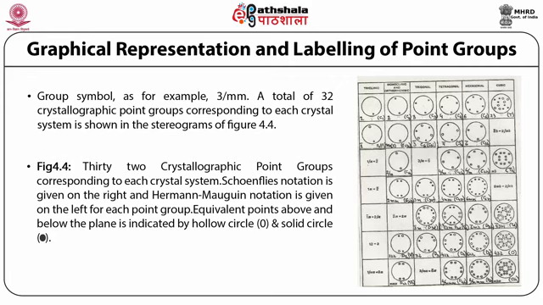32 crystallographic point groups corresponding to each crystal system. The Schoenflies notation is given on the right and the Hermann-Mauguin notation is given on the left for each point group in this figure, which is figure 4.4. The equivalent points in this figure above and below the plane are indicated by hollow circles and solid circles respectively.